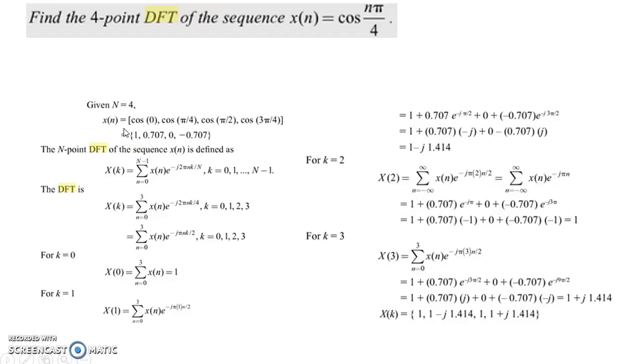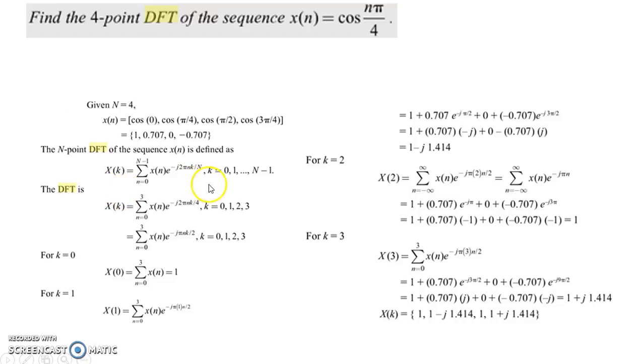Now, you need the samples to be very specific, so x of n can be treated as a 4-input signal. By substituting small n from 0 to 3, you get cos 0, cos pi by 4, cos 2 into pi by 4, which is cos pi by 2, and cos 3 pi by 4, which are the inputs. So it can be obtained as 1, 0.707, 0 and minus 0.707 as the input.